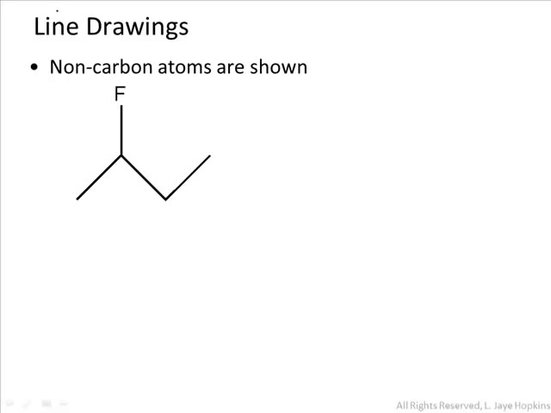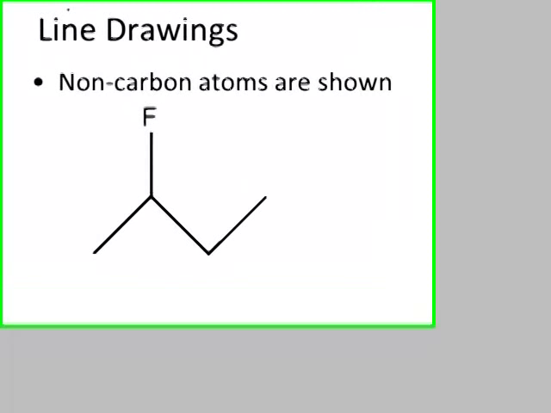Finally, this brings us to the last thing you'll notice in line drawings, which is that they can be used regardless of whether you're dealing with a hydrocarbon or a molecule that's more complex and has heteroatoms, such as chlorine, fluorine, oxygen, nitrogen, phosphorus, or any other element. Those non-carbon atoms are always shown in the structure. For instance, here's an example of an organic molecule that has a fluorine atom.